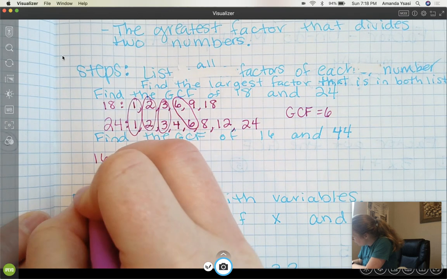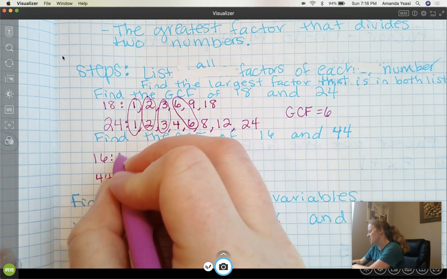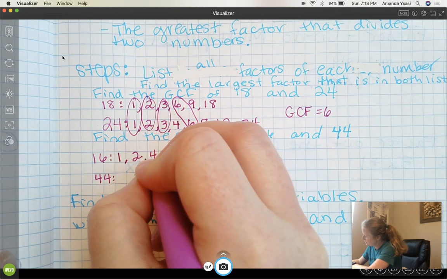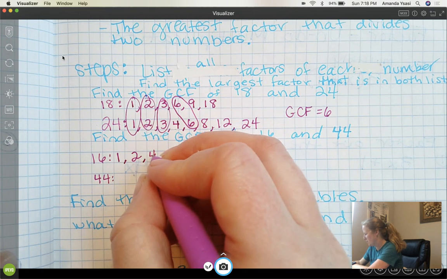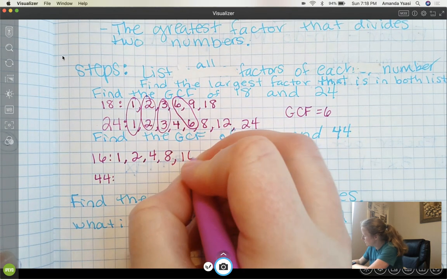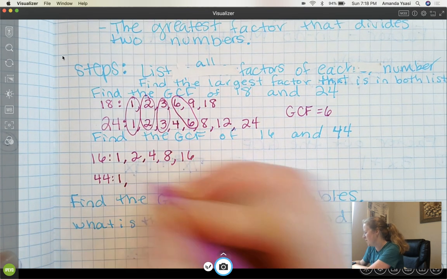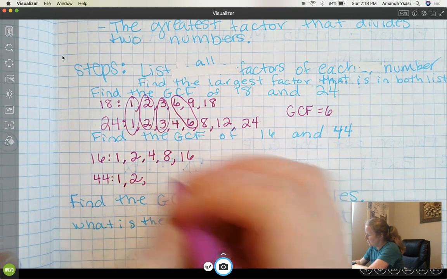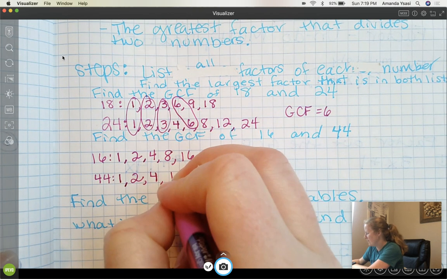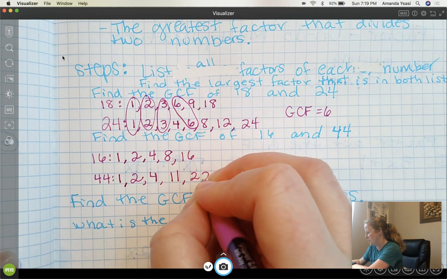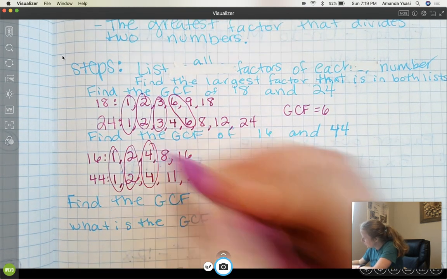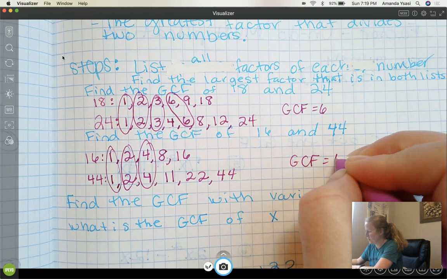We have 16 and 44. So 16, we know one times 16, two times eight, three does not go in, four does, five, no. Six, no, four times four is 16, and then eight times two, and then one times 16. And 44, one will go in, two will go in because it's even, three will not, four will, five, six. So four times 11 is 44 and two times 22, and one times 44. So these are the same, but our greatest is four. GCF equals four. And I can also show you that on the calculator.